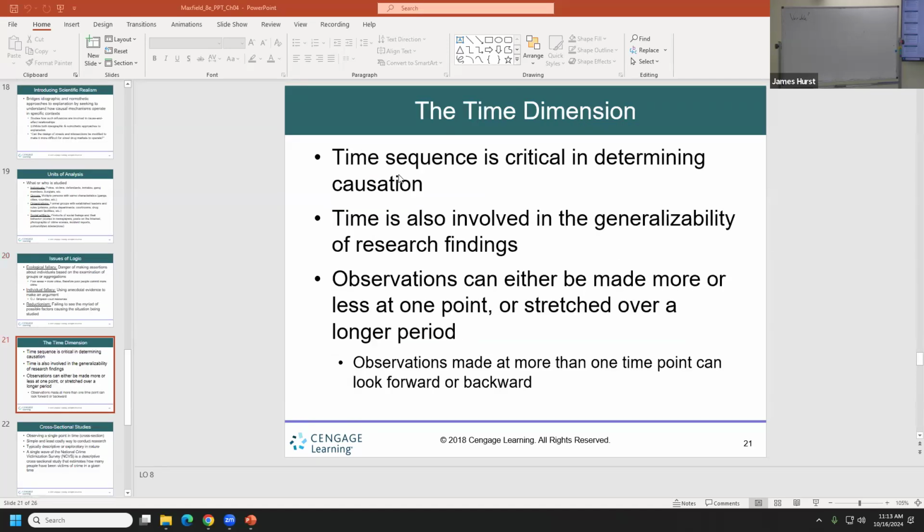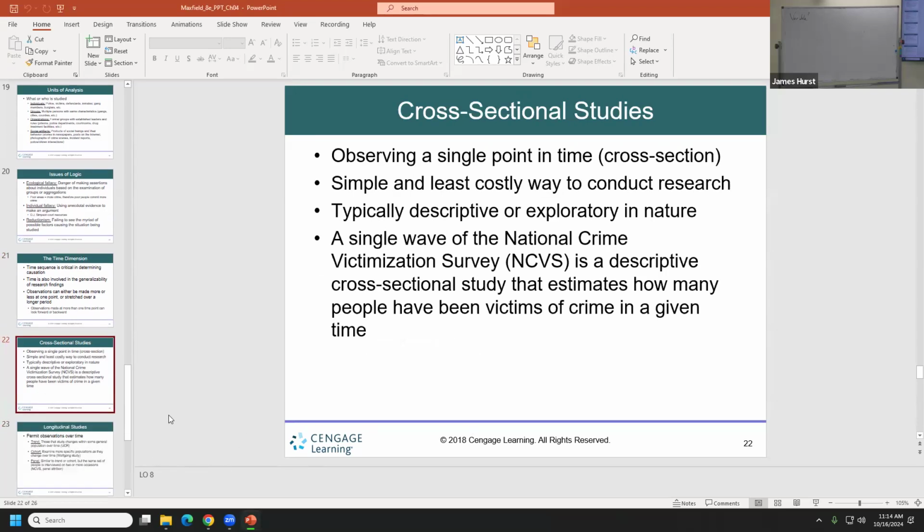All right. So when they start talking about this one, they don't mention it here. Observations made at more than one time point can look forward or backwards, right? Kind of the temporal lensing kind of thing. You can use it to look forward or backwards. They have that, was it retro? And I might mention that next one, the specific name of those. It's going to go to the next one.